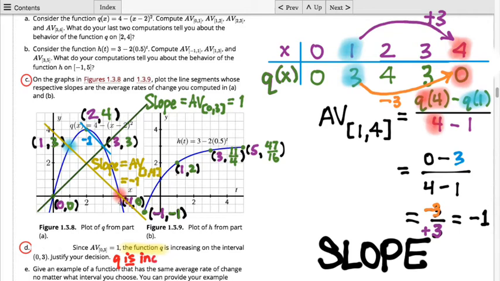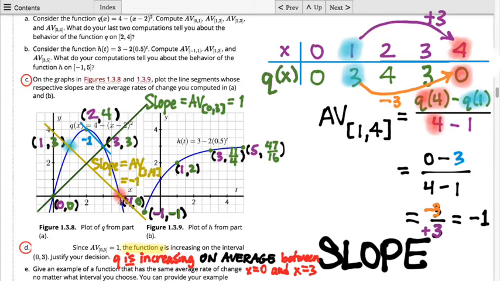Q is increasing from 0 to 3, but I would add in the words on average. After all, the rate of change that we computed was an average rate of change. And so on average between x equals 0 and x equals 3, q is increasing. Right? Because if I look at where I started and where I ended up, I definitely have increased my y value as I increase the x value, if that's all that I look at.